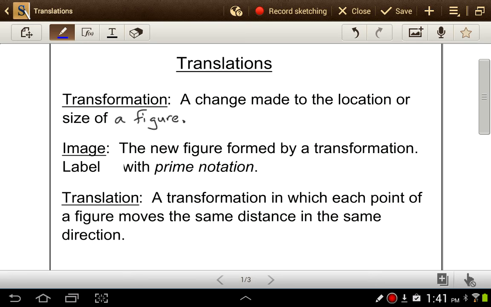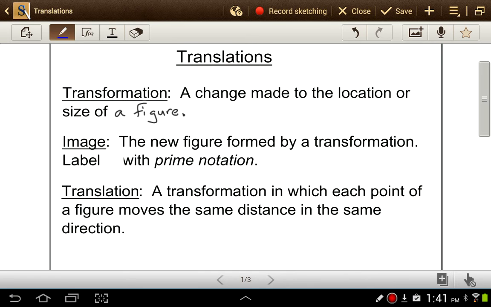It'd be kind of like if you moved your furniture in your room. If you rearrange your furniture, you're sliding your furniture from one part of the room to another part of the room. You're changing its location, but you're not changing what the shape is or what it looks like. So that is definitions. If you need to pause, go ahead. I'm going to move on.